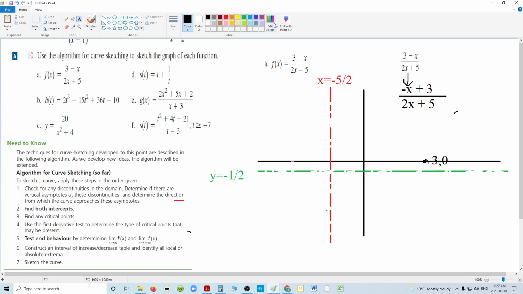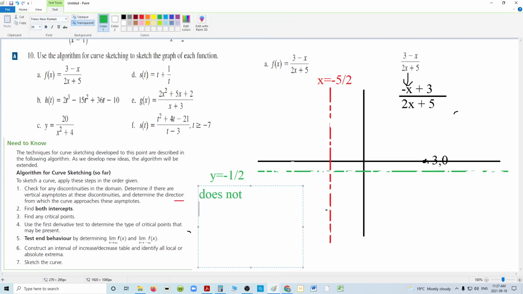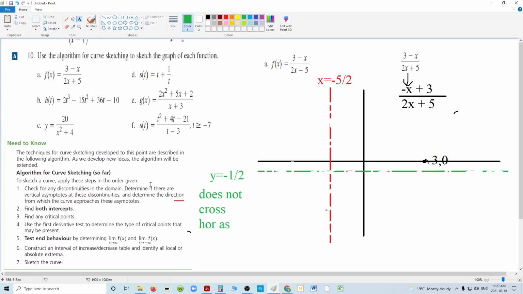You should take note in case you forget it or get interrupted. Does not cross horizontal asymptote. Find both the intercepts. Okay, well, in this case, there's just one. By the way, it would be good to know when it crosses the y, and that's what they mean by both. It crosses y when x is 0. So when x is 0 here, or in the original one, when x is 0, I get 3. When it's 0 down below, I get 5.